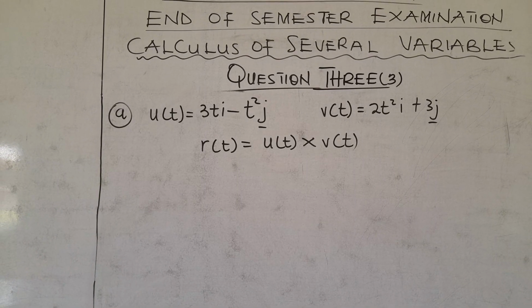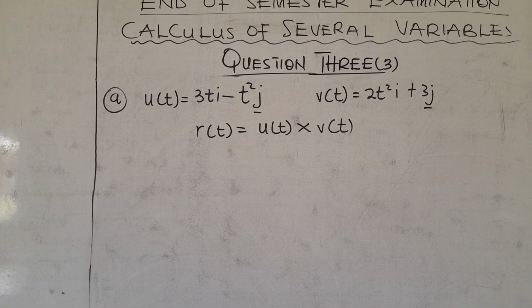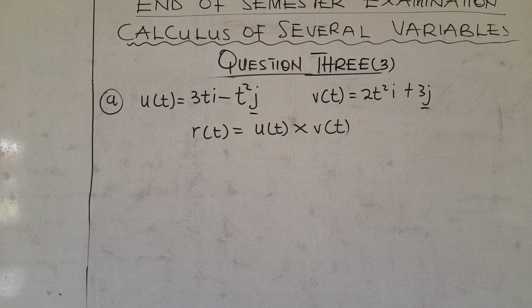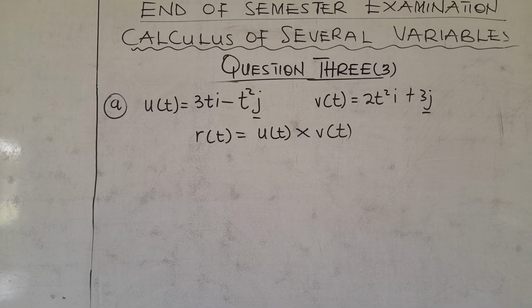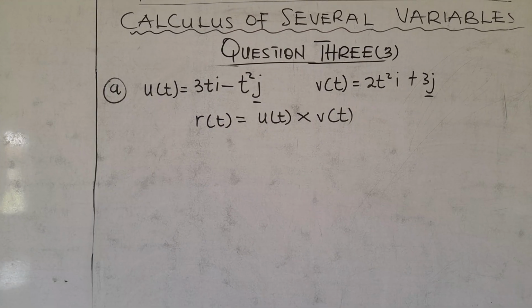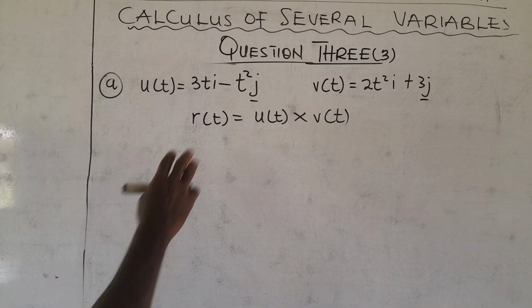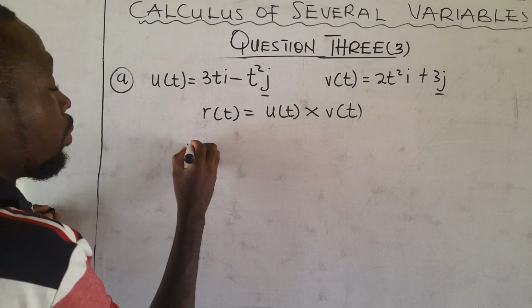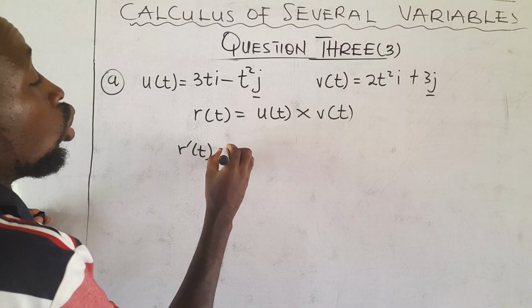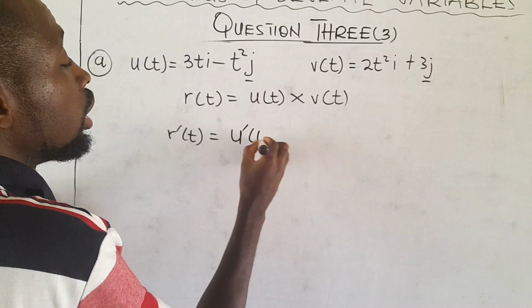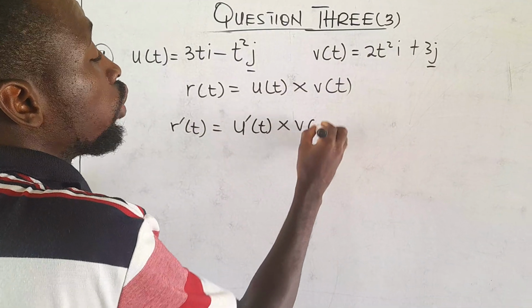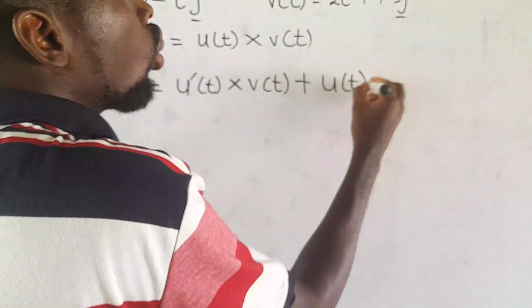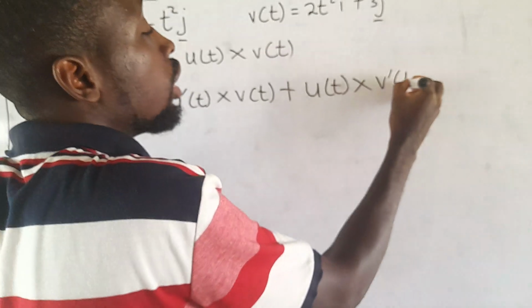So this particular question is on the derivative of the cross product of vector valued functions. Please do well to check out my videos on the derivative of the cross product of two vectors on YouTube. Since we say r of t is equal to u of t cross v of t, then r prime of t will be equal to u prime of t cross v of t, plus u of t cross v prime of t.